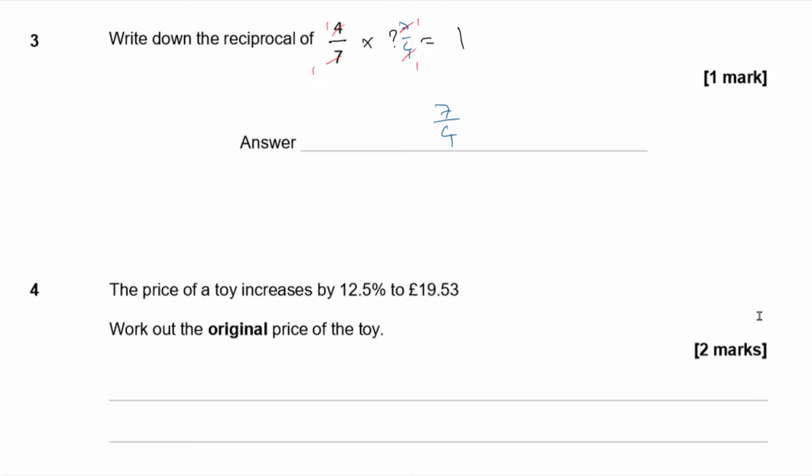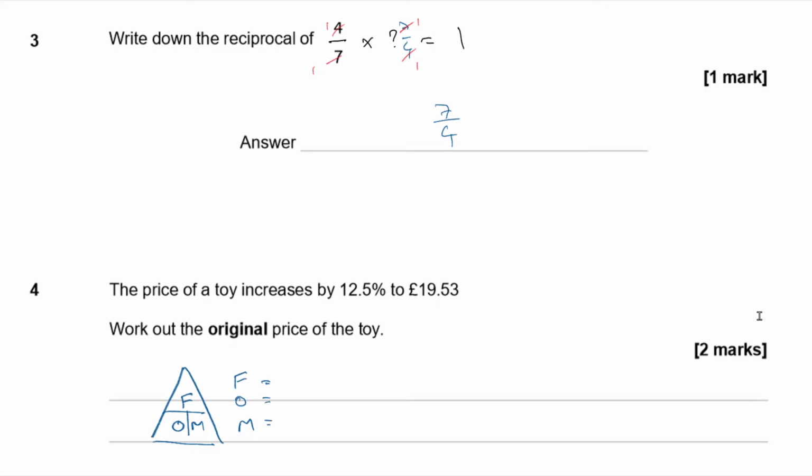Question 4, the price of a toy increases by 12.5% to £19.53. Work out the original price of the toy. Okay, so I'm going to do this with the triangle FOM. Stick your thumb on it, and then try and work that out.